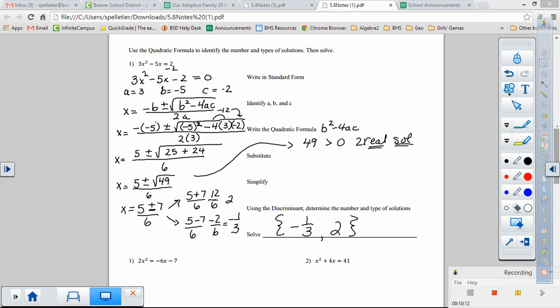So I want you to go ahead and try numbers 1 and 2, and you can check with the teacher afterward to see how you did on those two questions.